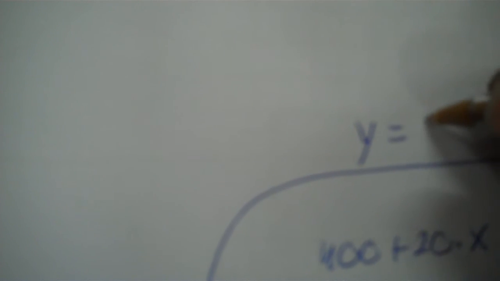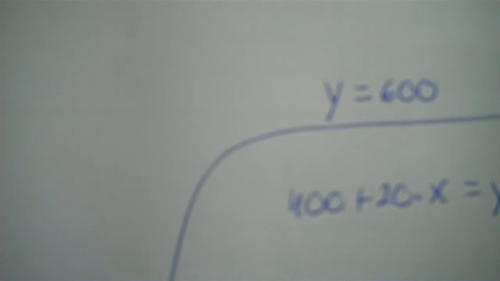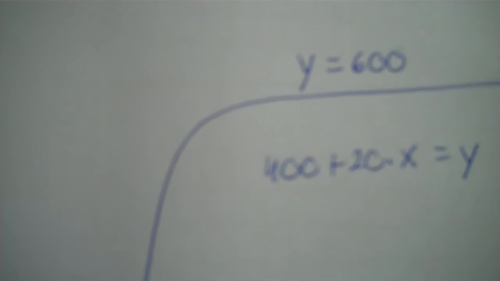So 400 plus 20x equals y. So y starts at 400, then we keep adding 20 over and over. 20 is called the rate of change, 20 times x, because we keep adding 20. I don't know how many times I add 20, so that's why it's times x. So then you write that equation, 400 plus 20 times x equals y. And then y equals 600. Okay, so put 600 in place of the y.